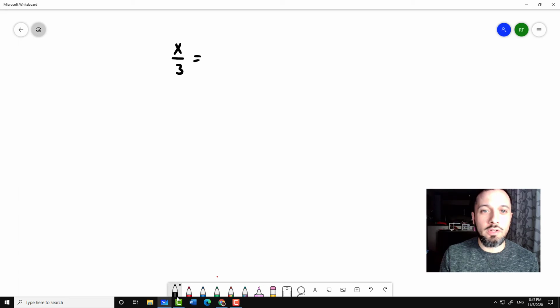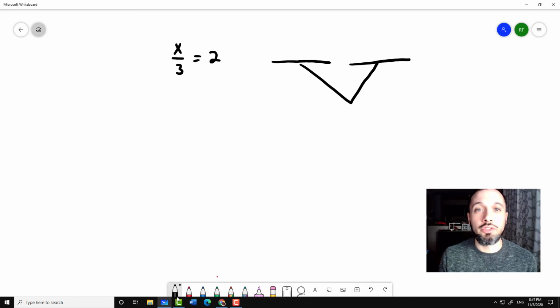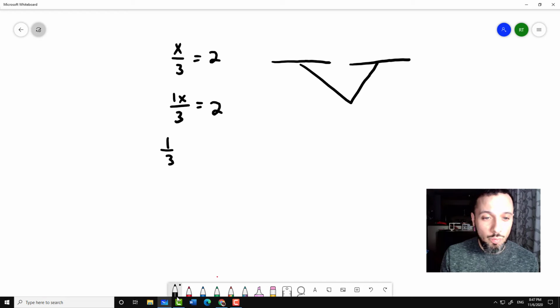Okay, here is our last example. So I'm going to model this last one. So x divided by 3 equals 2. Keep in mind, it helps to know that x over 3 is the same thing as 1x over 3, which is also the same as 1/3 x. Those are all equivalent. They're the same exact thing.